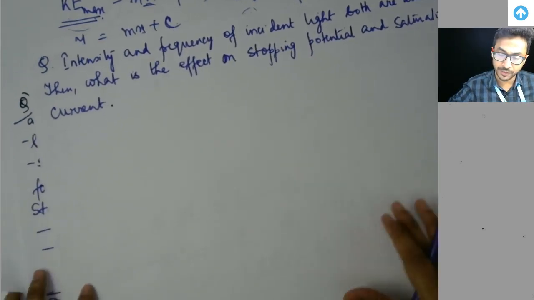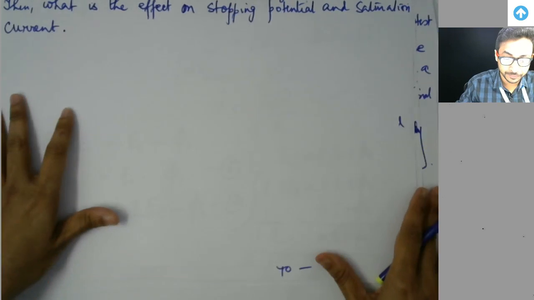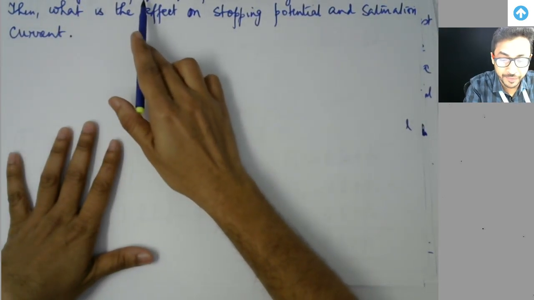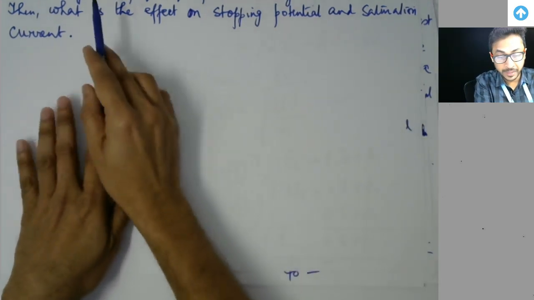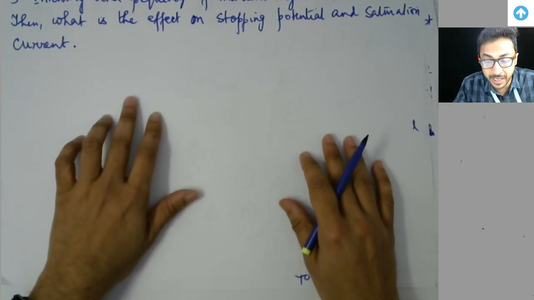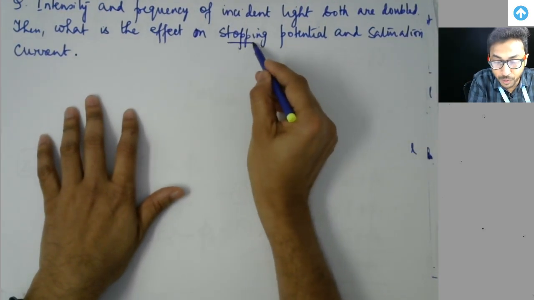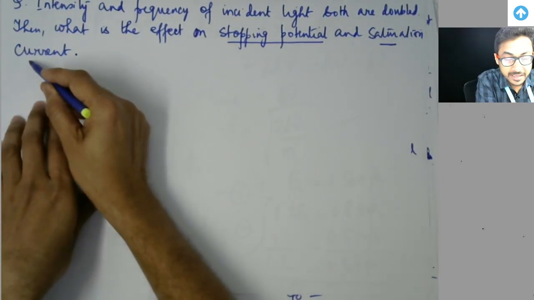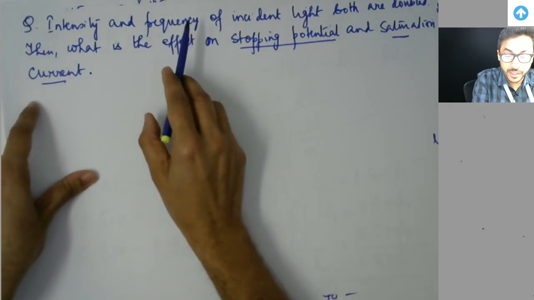This is also a straightforward question on graphs. Intensity and frequency of incident light both are doubled. Then what is the effect on stopping potential and saturation current? So it is a very straightforward question.